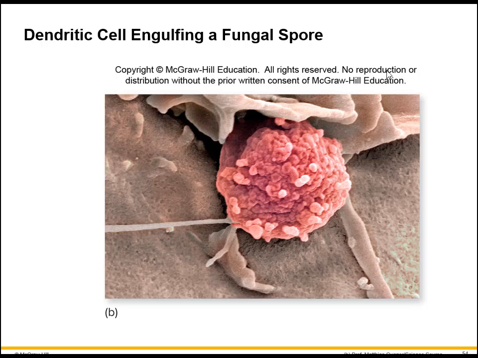And here's a rather lovely picture of a dendritic cell engulfing a fungal spore. You can see the little tan part, that's the dendritic cell, and then there's the fungal spore. It's got little finger-like extensions. That's why it's called a dendritic cell, and that is an antigen-presenting cell.